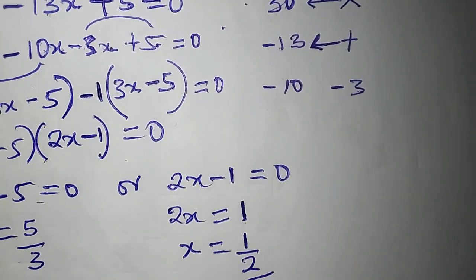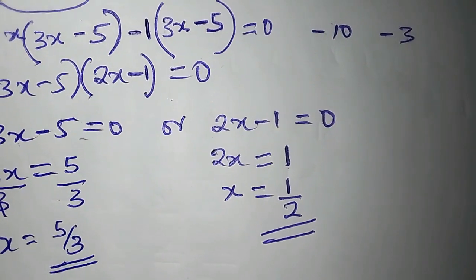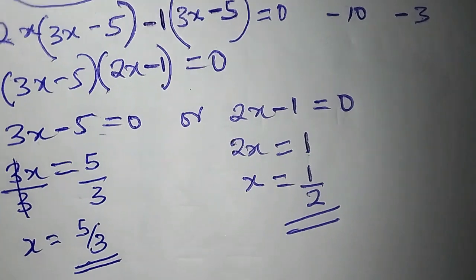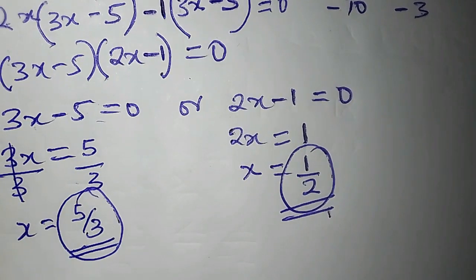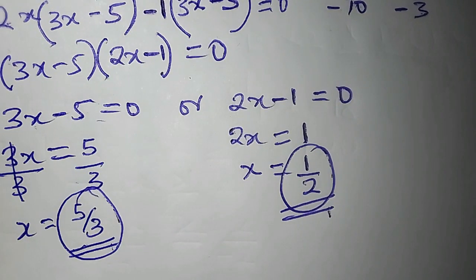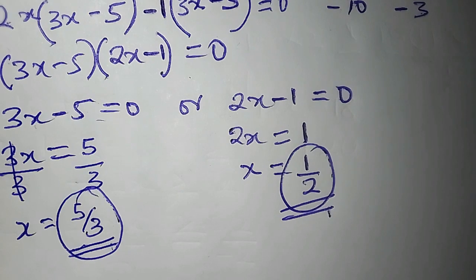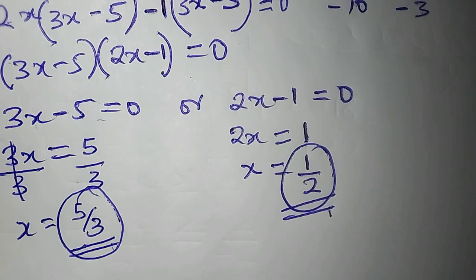So the roots are x equal to half, or 5 over 3. So these are the roots of this quadratic equation.